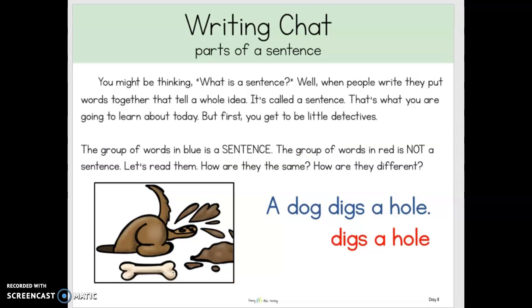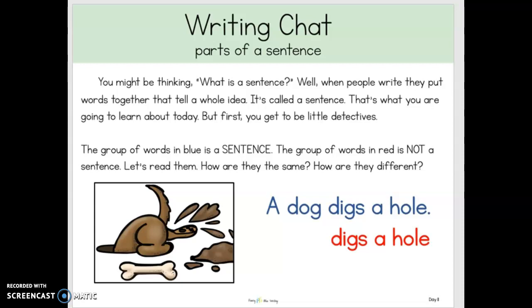Hi, today we're going to be learning about a sentence. Well, when people write, they put together words that tell a whole idea, and it's called a sentence. That's what we're going to talk about. So look down at the bottom. I've got some words in blue and some words in red. The group of words in blue is a sentence, but the group of words in red is not. Let's read them and see how they're the same or how they're different.